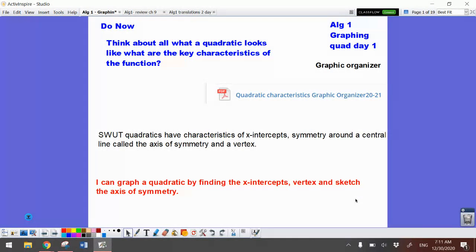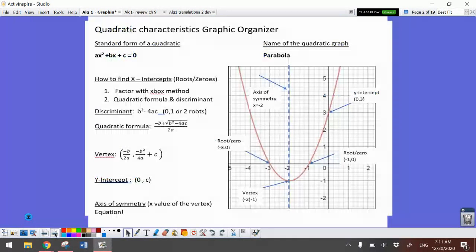5 different points or characteristics of the quadratic. So we're not going to just do the 2 points and then a quick sketch. We're actually going to have a much more accurate graph today. Okay, so I want you to make sure that you open this graphic organizer today and have it open with your work, because this is where all the formulas are, okay? And all the important parts of our quadratic.